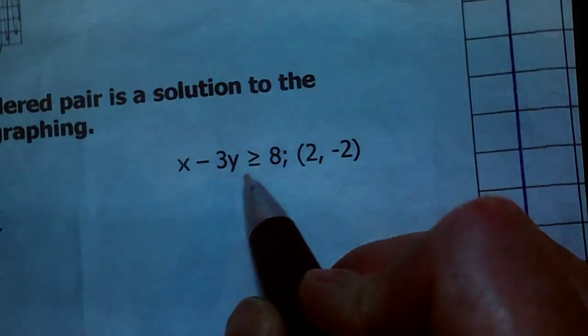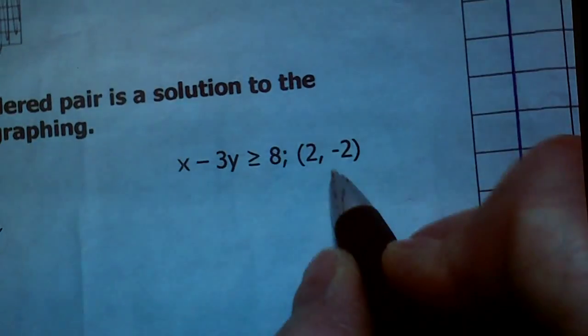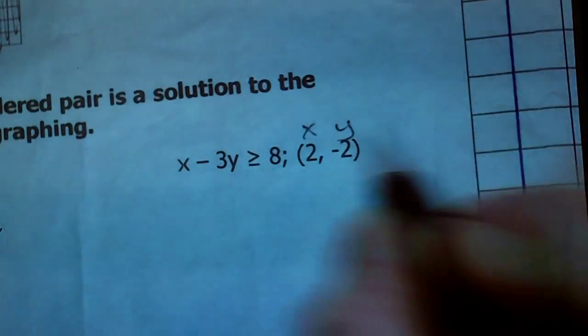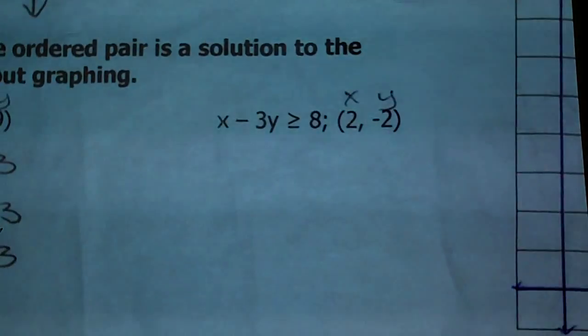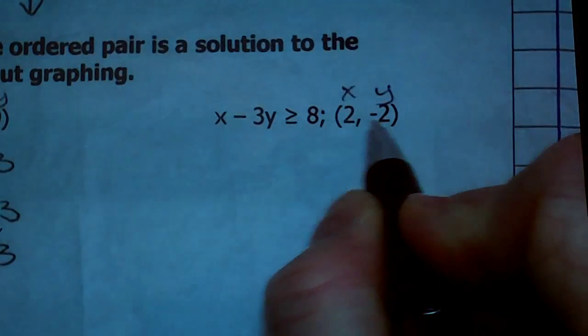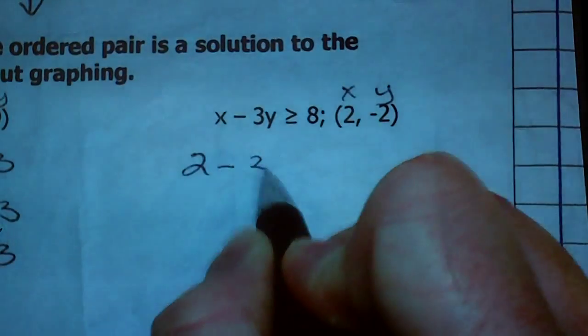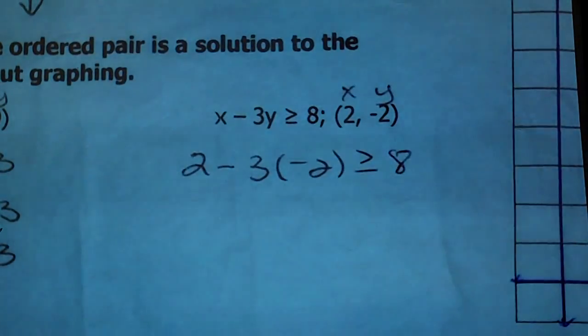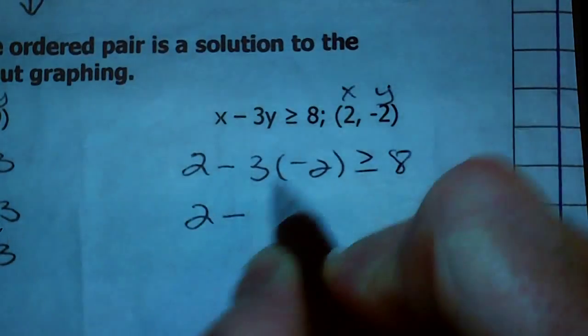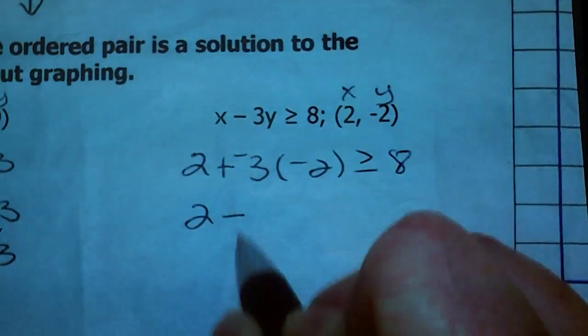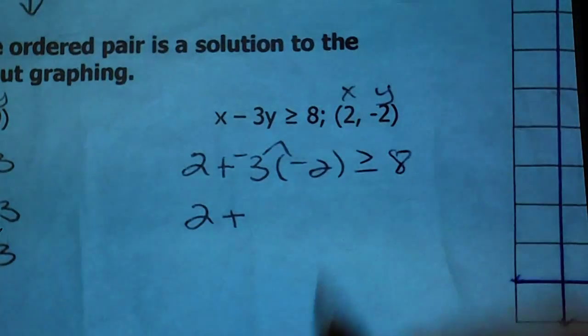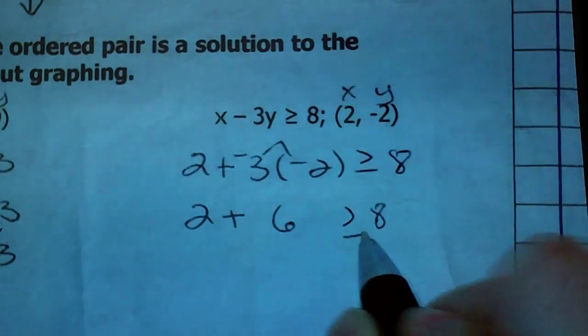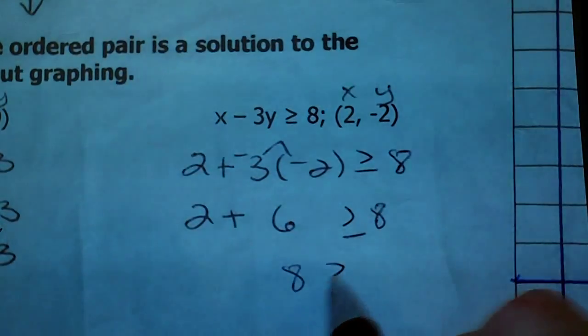I have x minus 3y is greater than or equal to 8, and I want to know, is (2, -2) a solution to that? So all we have to do is plug it in. We're saying that x is 2, so 2 minus 3 times y, which is -2. -3 times -2 is 6. 2 plus 6 is 8.